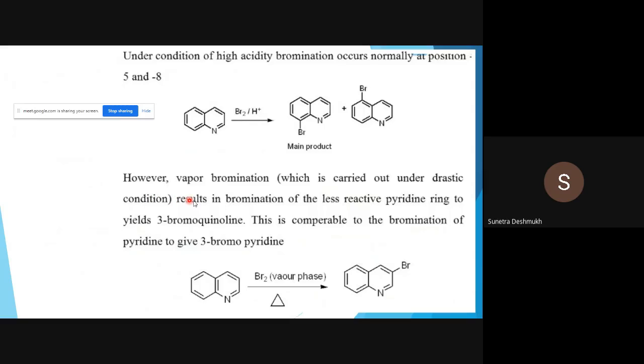However, vapor bromination, which is carried out under drastic conditions, results in bromination of the less reactive pyridine ring to yield 3-bromoquinoline. This is comparable to the bromination of pyridine to give 3-bromopyridine. So here we didn't use the acidic condition H plus, and under vapor bromination we can get 3-bromoquinoline. Okay, so this is also one process. So pay attention to the reagents they have given on this arrow.